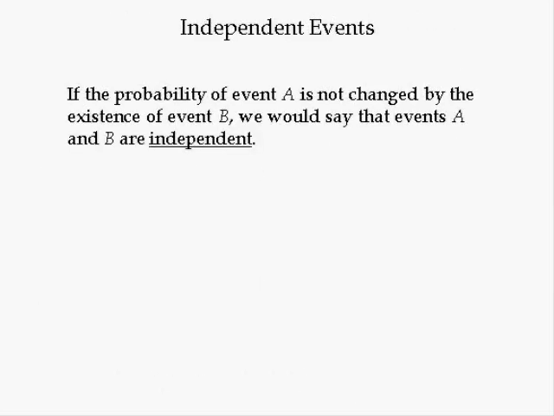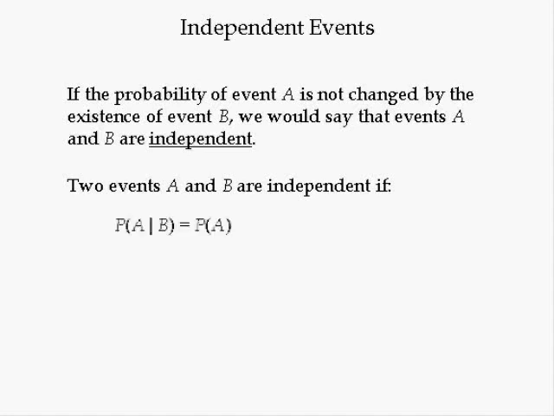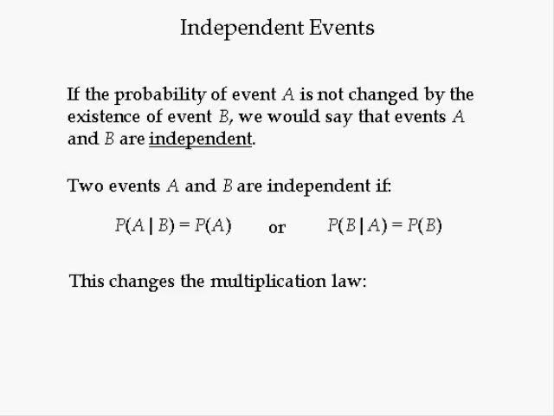If the probability of event A is not changed by the existence of event B, we say that events A and B are independent. The statistical definition of independent events is: two events A and B are independent if the probability of A given B is equal to the probability of A, or the probability of B given A is equal to the probability of B. If the two events are independent, the multiplication law changes.